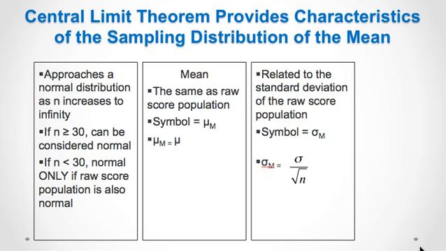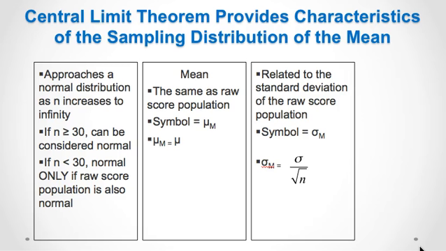The central limit theorem states the following. The sampling distribution approaches a normal distribution as sample size n increases to infinity. If sample size is greater than or equal to 30, the sampling distribution can be considered normal. If sample size n is less than 30, the sampling distribution is normal only if the raw score population is also normal.